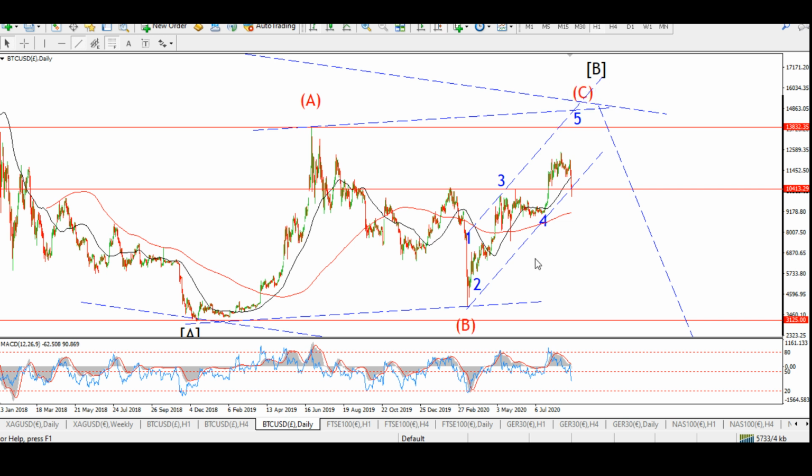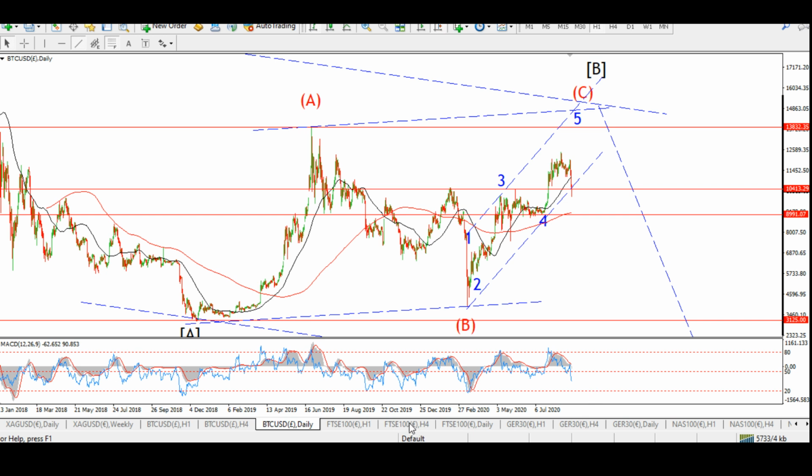That C wave can truncate and it can head lower. So if we do see a break of this previous 4th wave low here, that 9890 level, I would get pretty worried for Bitcoin in the longer term. For the moment, this count does stand. We've got an A wave up, B wave down, and an ongoing C wave with a minimum target of 13,800. But you would have to watch for this 4th wave low around that 9890 level.